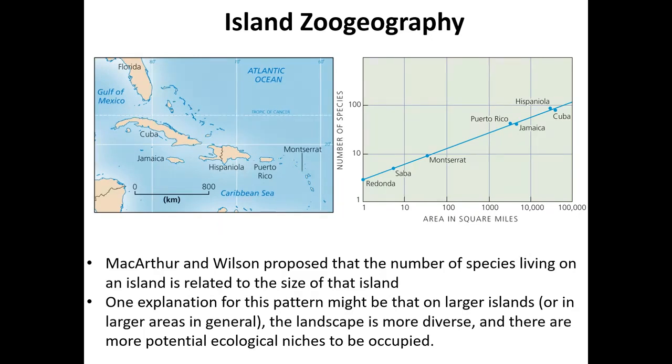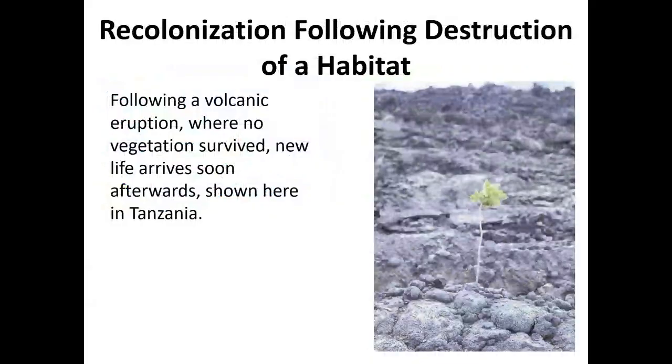And then Cuba and Hispaniola, which are larger still, would have more. So it's thought that a larger island would have more variety of climates, more variety of plants and animals that you could survive off of, so they could support a larger population. So this is a theory that's been largely proven and seems to make a lot of sense.